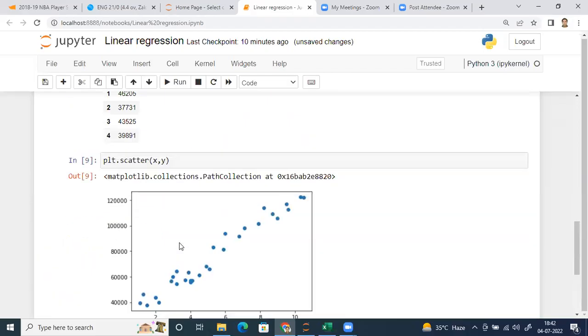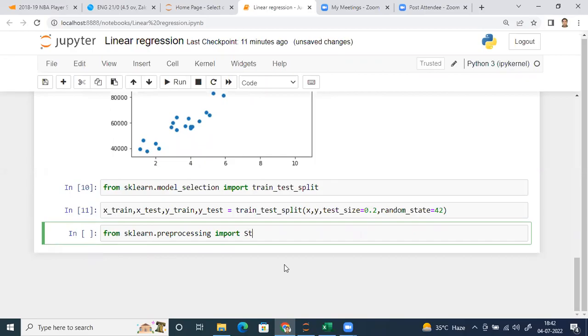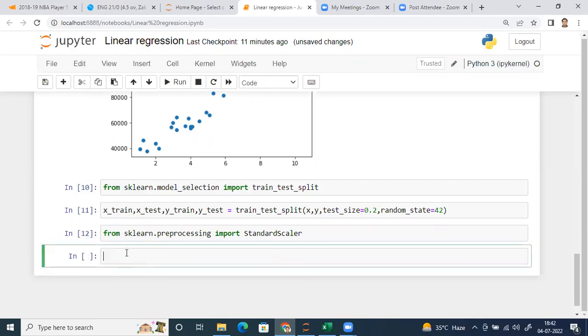Now do one thing. Remember, linear regression is a distance-based algorithm, so distance matters a lot. Whenever you have a distance-based algorithm, what should you use, everyone? Scaling. Right, scaling we have to do. So from sklearn.preprocessing import StandardScaler. You don't have to memorize. The moment you type, just press tab and automatically it will give you the hint. Don't need to memorize so many things. StandardScaler is a class, so let me create an object of the same.